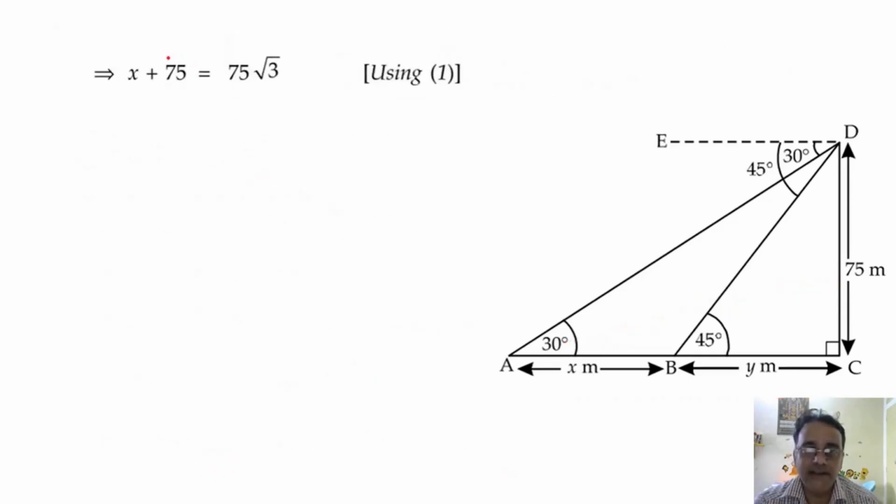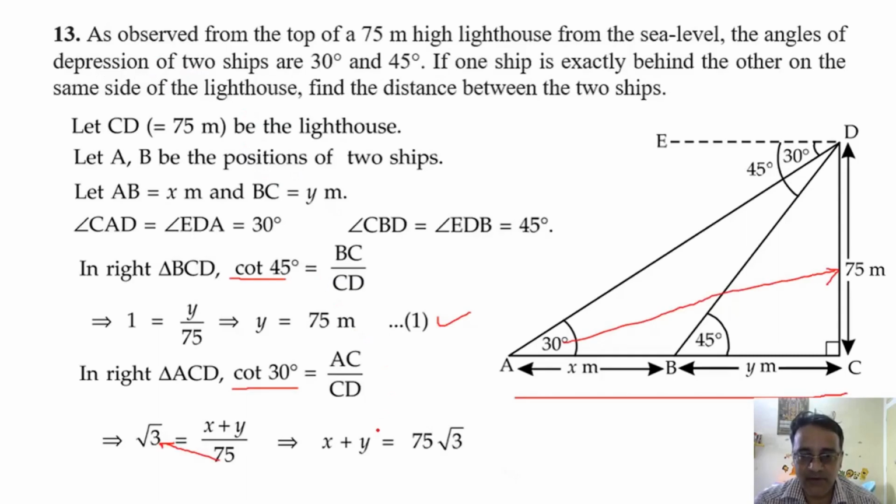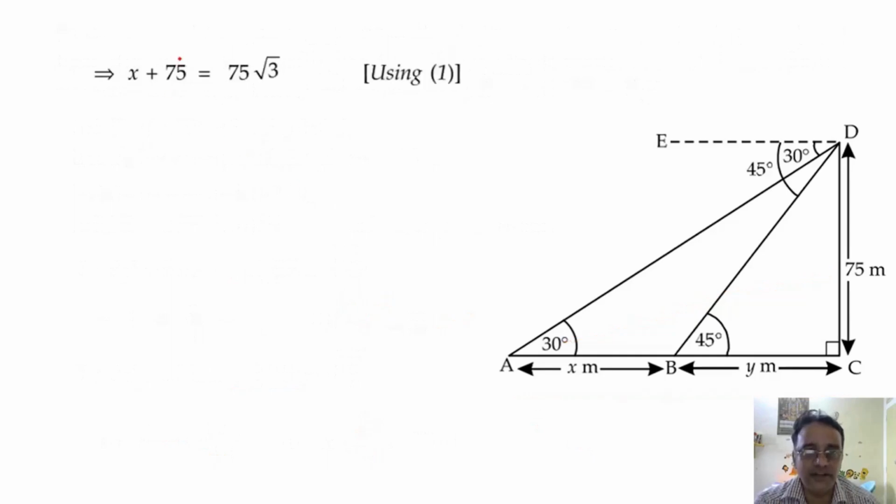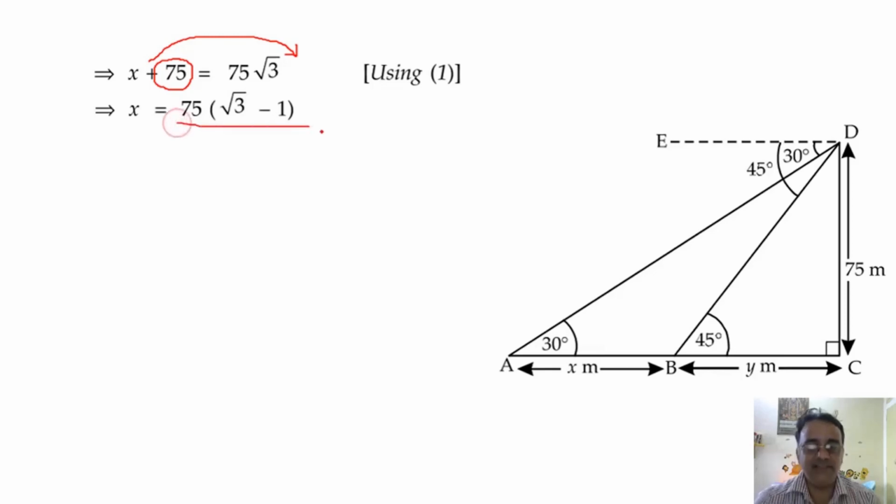Now y is equal to 75, which we have already got from equation 1. So we are going to substitute 75 in place of y. Now shift this 75 to this side. You will get minus 75 and you can take common, so you will get the final answer.